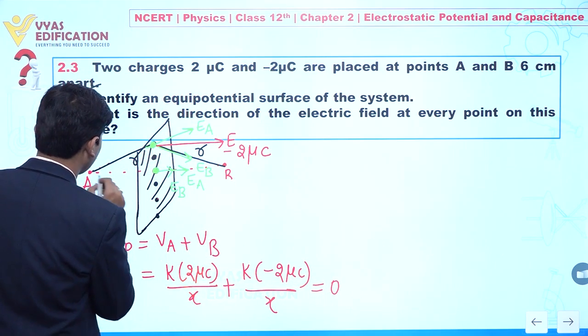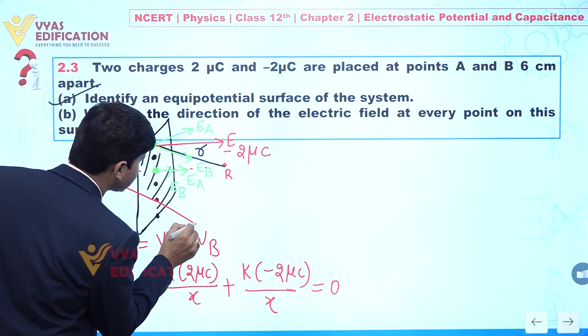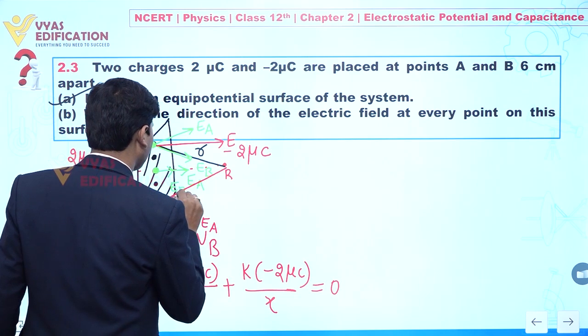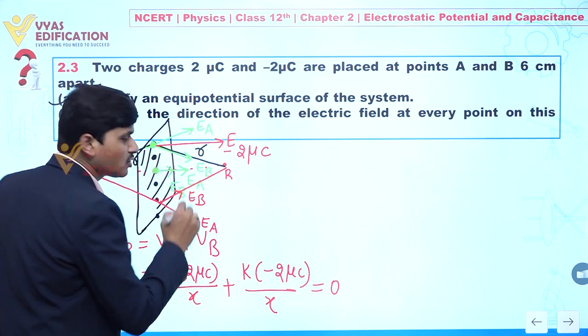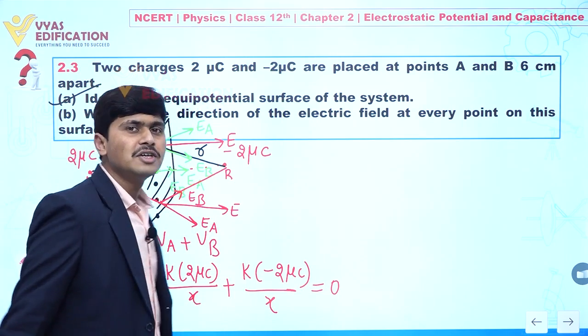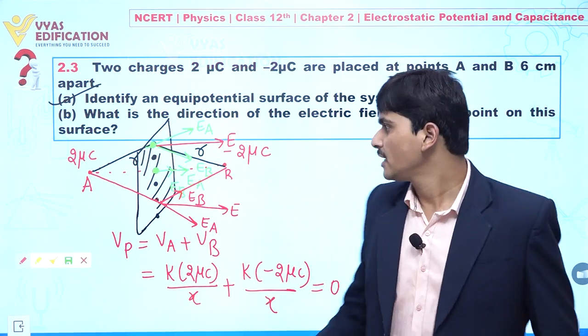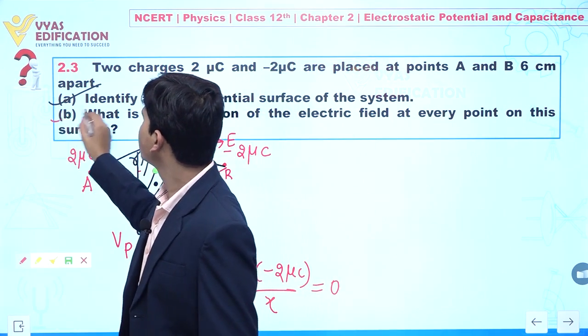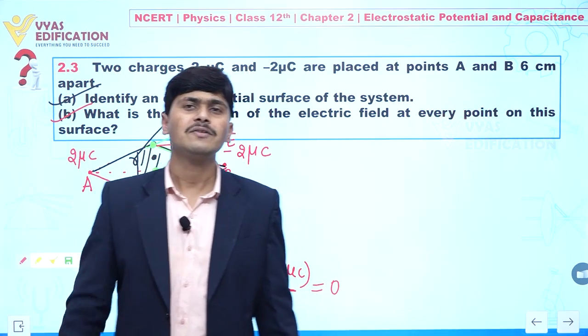Let's suppose you say, sir, what about this point? On this point electric field is in this direction due to A, and due to B electric field is in this direction, this is EB. So if we find the net resultant electric field, it will be in this direction, yes or no. So you always find electric field direction from A to B, clear to you. So this is question number B, clear. So this is all about this solution.